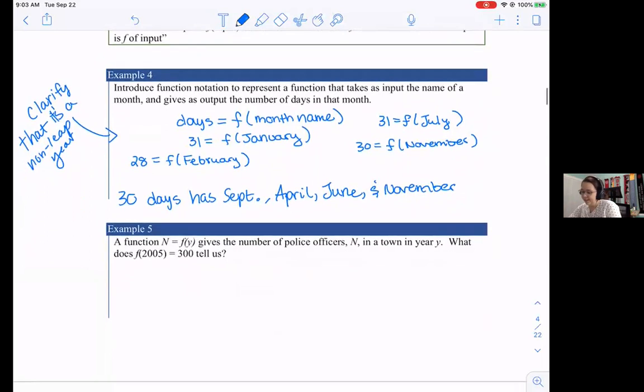All right, so a function n equals f of y gives the number of police officers in a town in year y. What does f of 2005 equals 300 tell us? So the input here is 2005, and that's year y. So the first thing we're going to say is in year 2005, because that's our input, there are, and now we're looking for our output, which is n, and our output is 300. There are 300 officers in town.